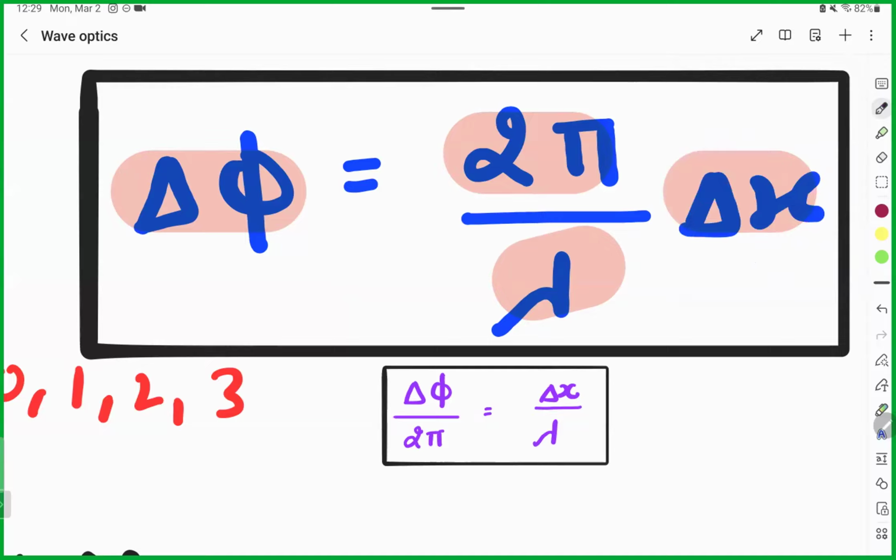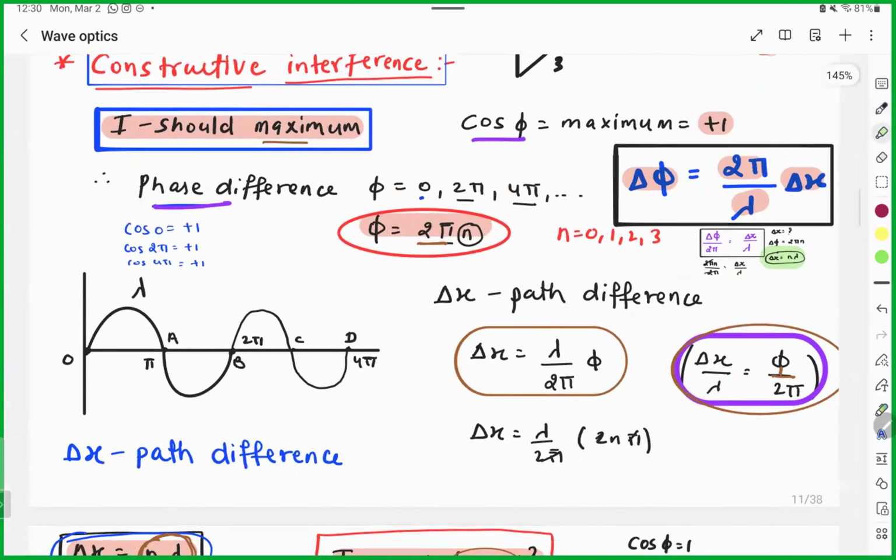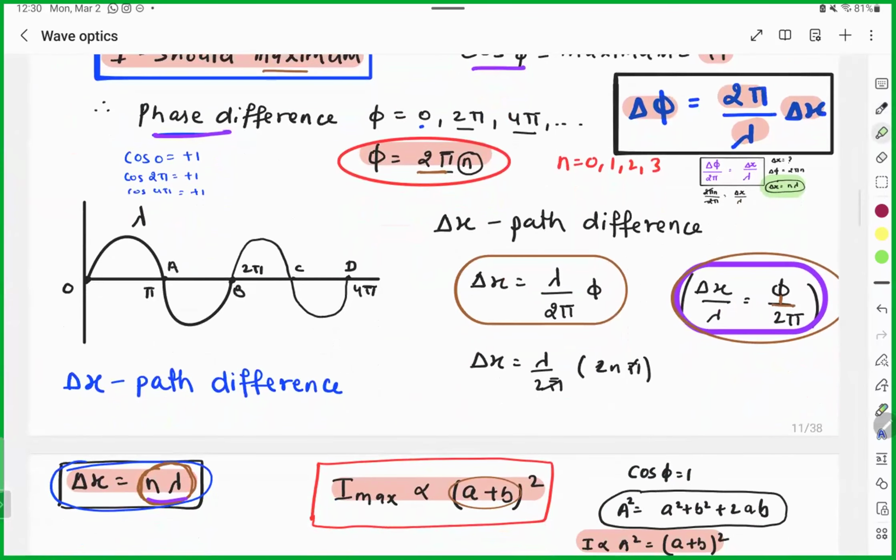Imagine if you know this and you want to calculate path difference, delta x value you want to calculate. You should know what is delta phi value, correct? What is the delta phi value? Example, if it is 2 pi n, then what will be delta x value? Yes or no? Because delta phi 2 pi n divided by 2 pi equals delta x divided by lambda, 2 pi cancel, lambda will go to another side and your path difference will be n times lambda. Yes or no? We did same thing here. See, delta x is equal to n lambda. How we got to know? By using the same formula, and this is universal formula.